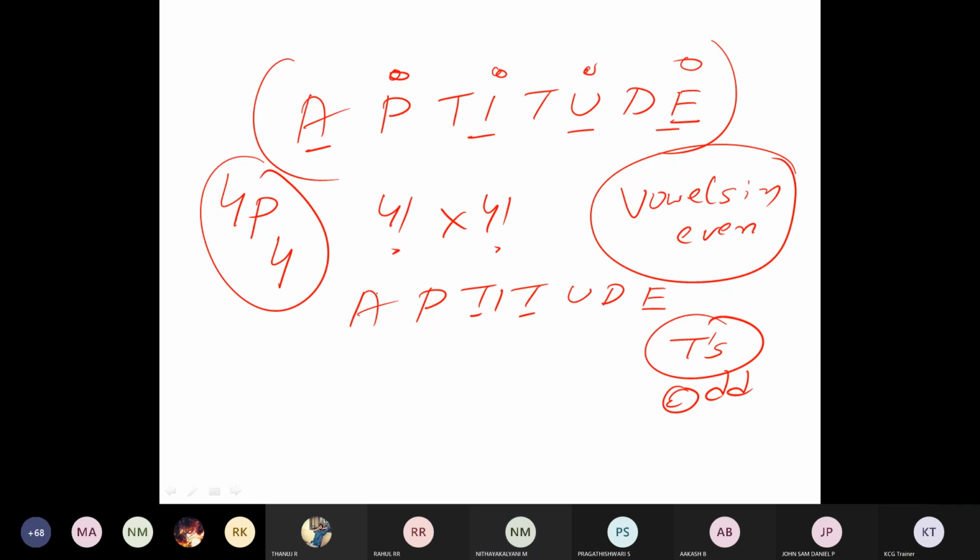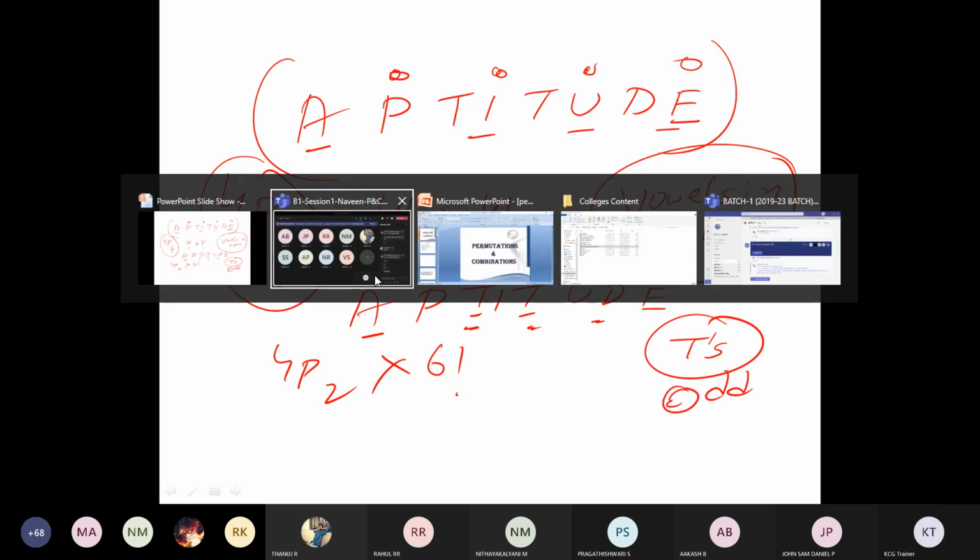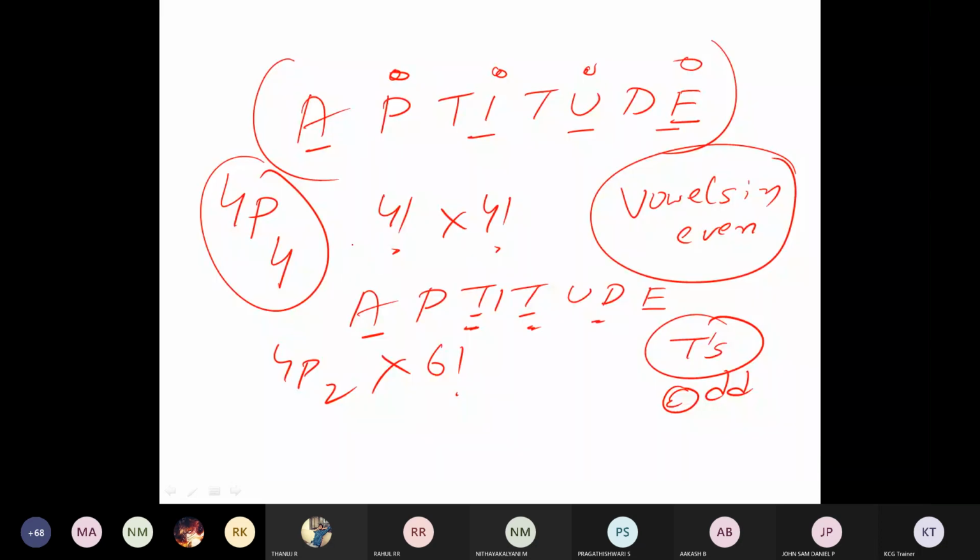4p2. Odd positions: first, third, fifth, seventh. 4p2. Next, still not completed. 6 factorial. That's all. Very good. Into 6 factorial. Everyone understood odd and even positions? Is it clear now? Can I go to the next one? I'm moving to the next one.